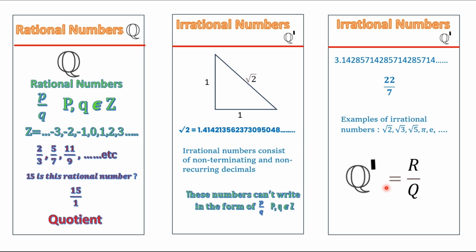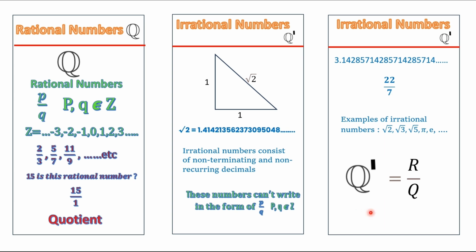Okay, that means we can put these numbers on the scale bar. If you take a scale bar with positive numbers, negative numbers, 0, and all these rational numbers and irrational numbers, you can keep them on the scale bar. That's why we call them real numbers. So Q dash is defined as R by Q. That means if you remove the rational numbers from the entire real numbers, we get irrational numbers. That's why it is denoted as R by Q or Q dash.